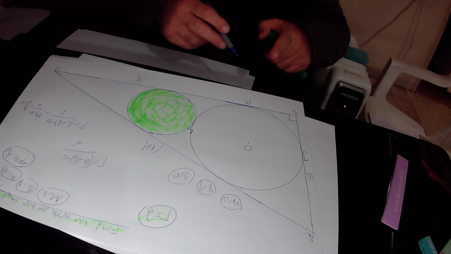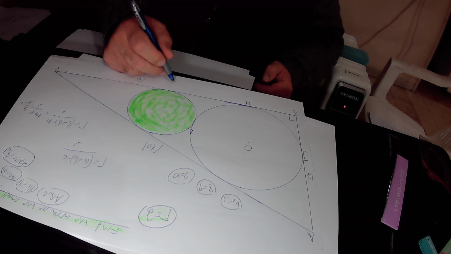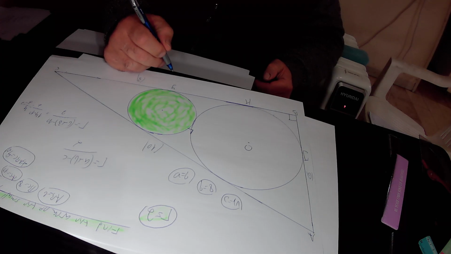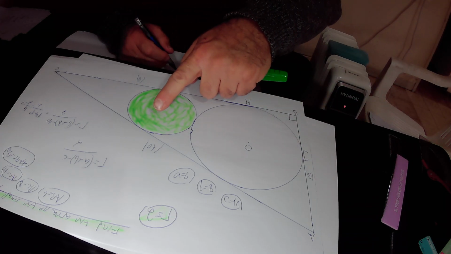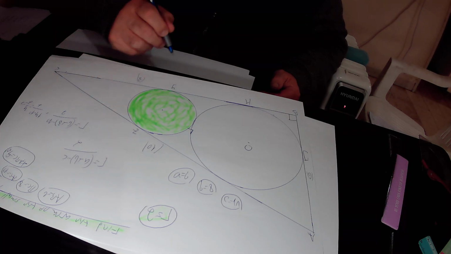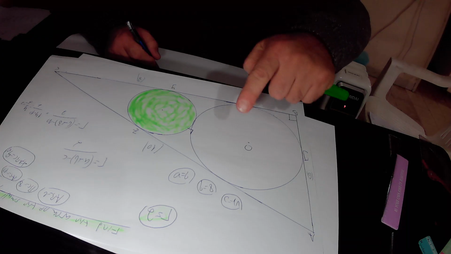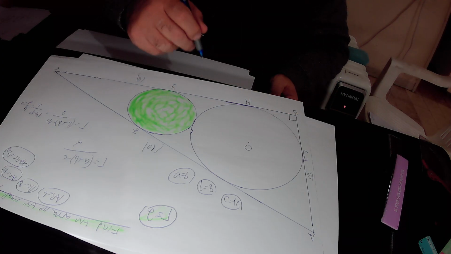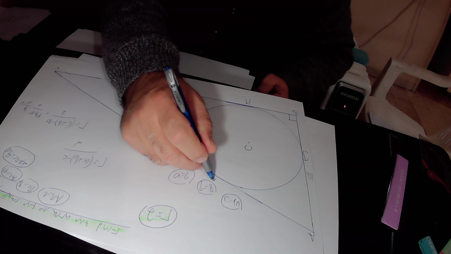We define the point of tangency of tangent BC with this very small circle. This point is point Y. We define the point of tangency of tangent AC with this green circle. This point is point Z. And finally, we define the point of tangency of tangent AC with this big circle. This point is point M.